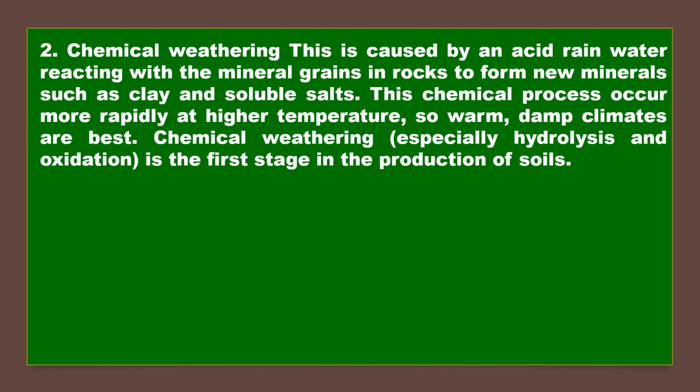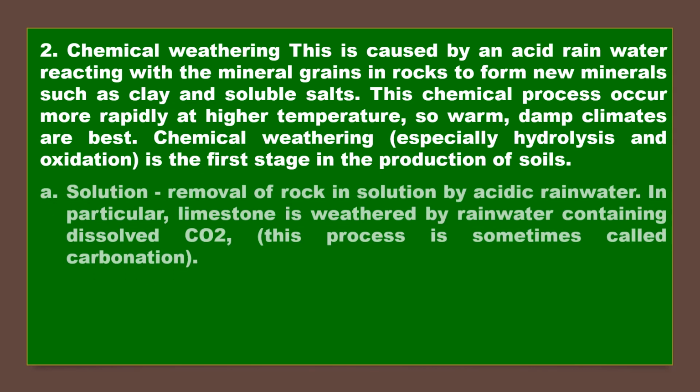Second, chemical weathering. This is caused by acid rainwater reacting with the mineral grains in the rocks to form new minerals such as clay and soluble salt. This chemical process occurs more rapidly at higher temperatures, so warm, damp climates are best. Chemical weathering, especially hydrolysis and oxidation, is the first stage in the production of soils.